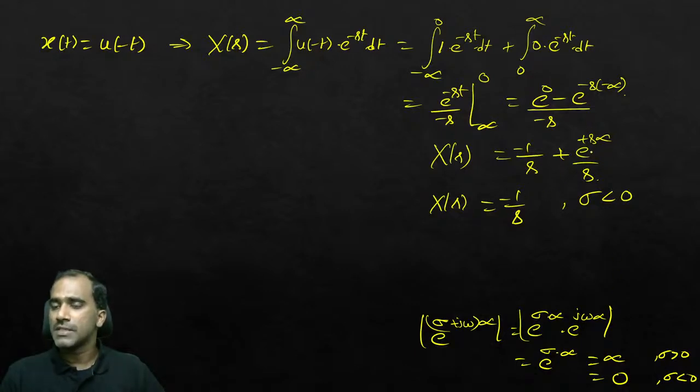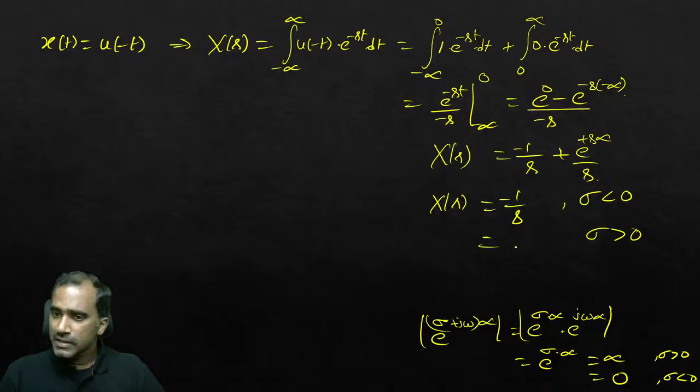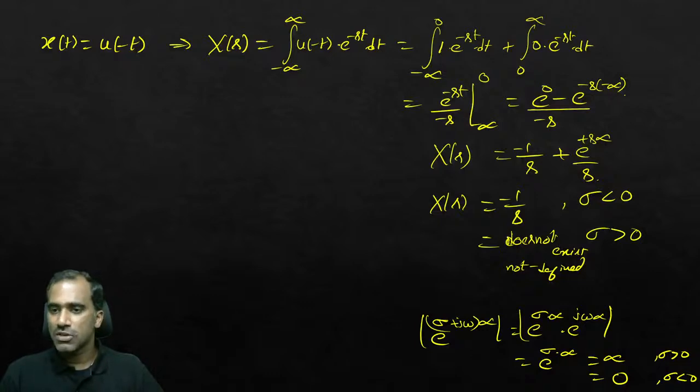For sigma greater than 0, this is infinity. Infinity plus anything is infinity. Those infinite values are not acceptable. For sigma greater than 0, we say the Laplace transform is not defined, or it does not exist. Generally we don't write this, we only write this. It means for the remaining values of sigma, the Laplace transform is not defined or does not exist.